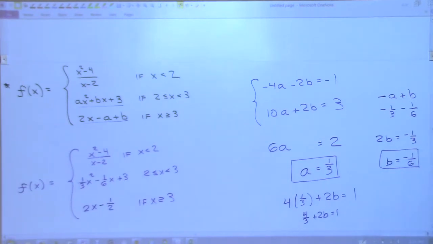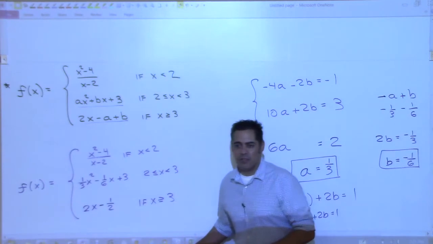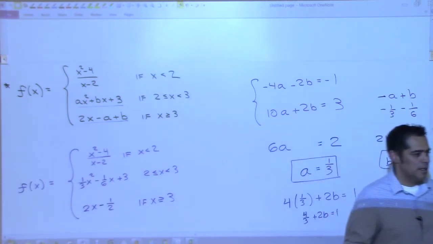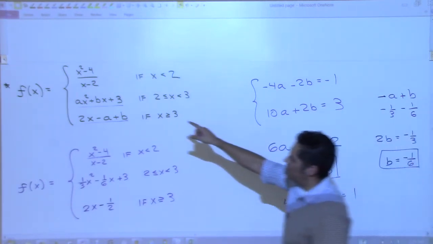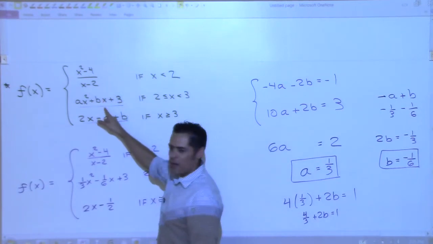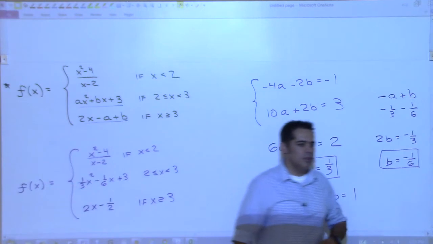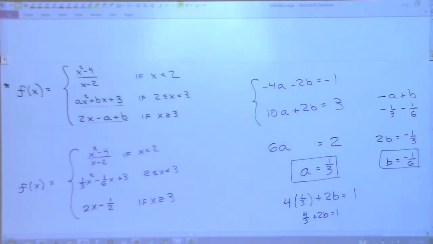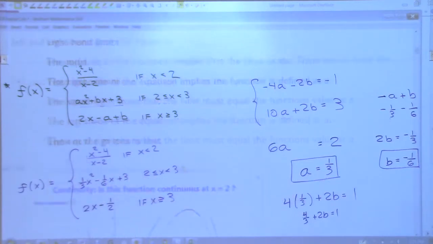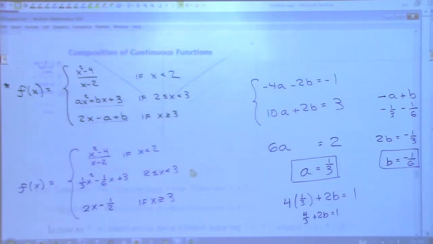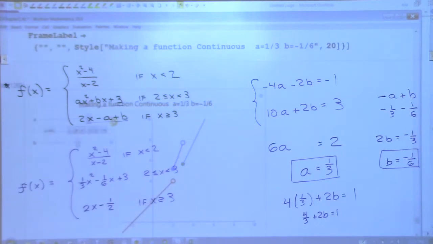If I graph that on my computer now, I should have a function that is continuous everywhere. It's going to be a rational function for a while. It's going to switch over very smoothly to a parabola and then transition very smoothly into a line. And I can verify it on my computer by coming down here and changing my value of a here on my computer to 1/3.